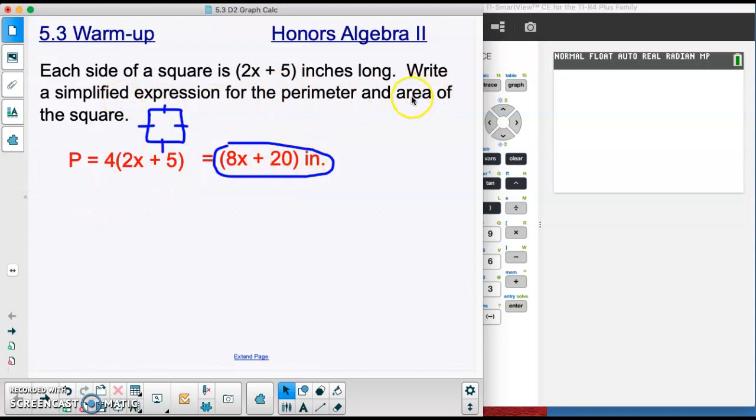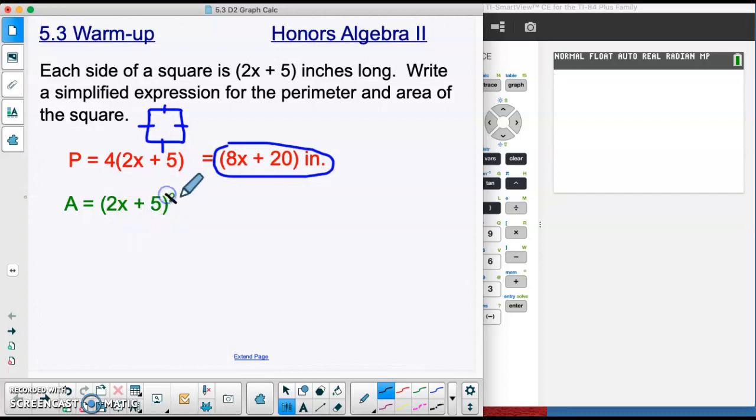If I were to do the area, remember area would be length times width, or for a square, it's just one side squared. So then there's the area. Now I want you to consider, how do you solve this? Now understand that this is not possible. Exponents do not distribute. So if I am going to square 2x plus 5, I have to multiply it by itself.